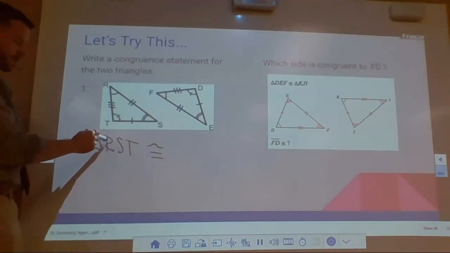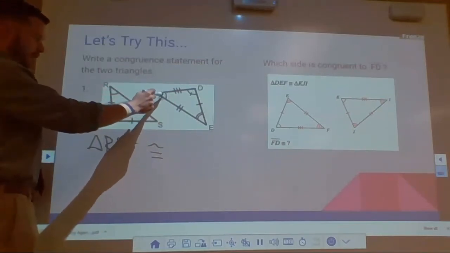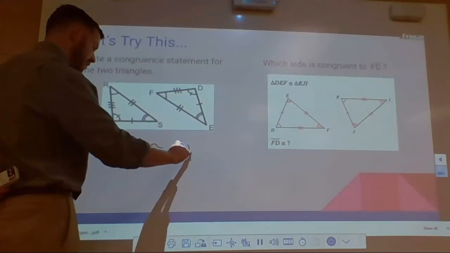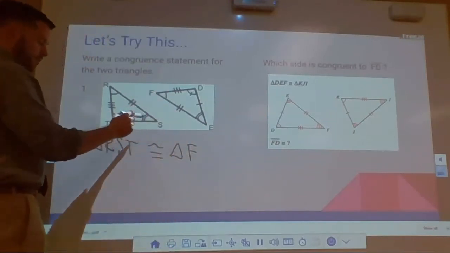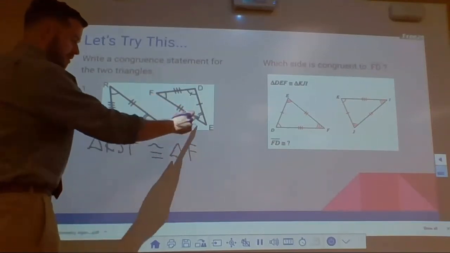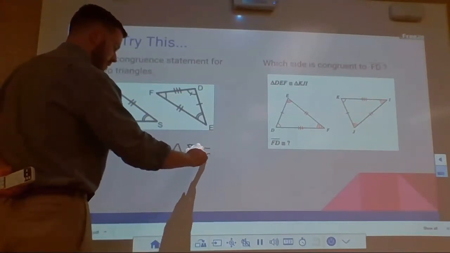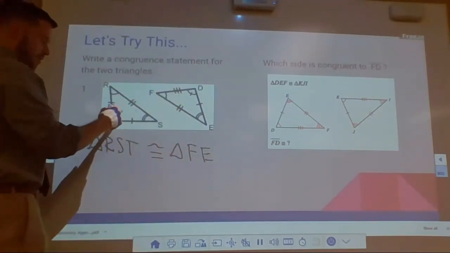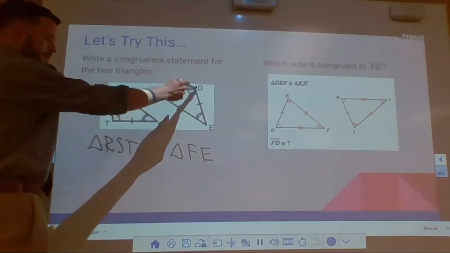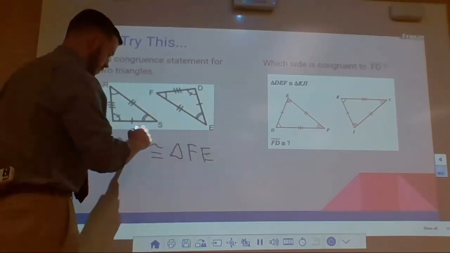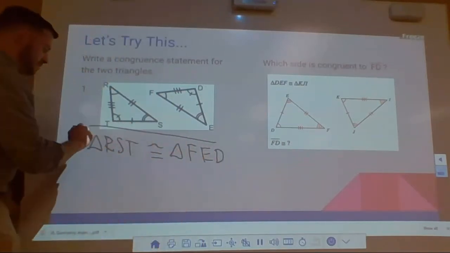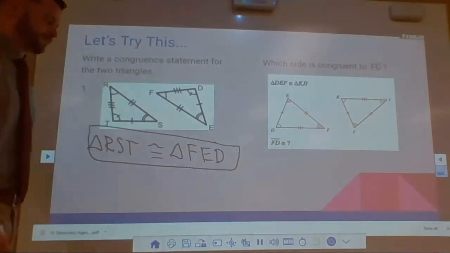So which matches up with angle R? Well, that would be angle F. They have a single arc there. So I'm going to write triangle F, and then what point do I need to write next? What matches up with S? Well, it's angle E. So angle S and angle E are corresponding. So F, E, and then I just have D left, right? So we see that angle with the tick mark in it. Sometimes you may see that, but angle D is going to match up with angle T. So I got T here, so I'm going to write D right there. So we'd say triangle RST is congruent to triangle FED. There's our congruent statement right there.